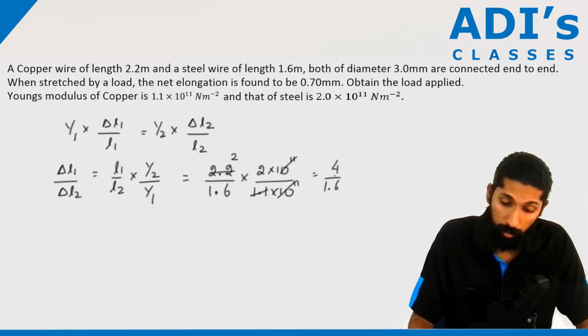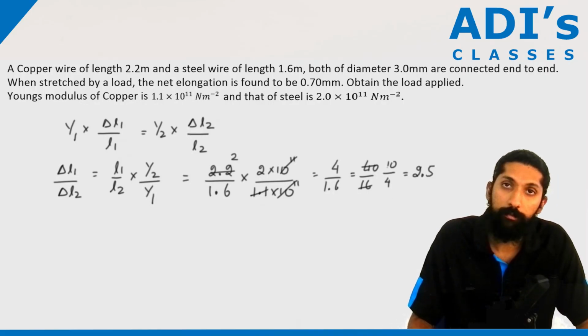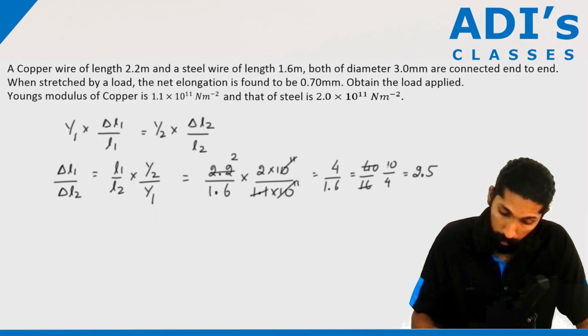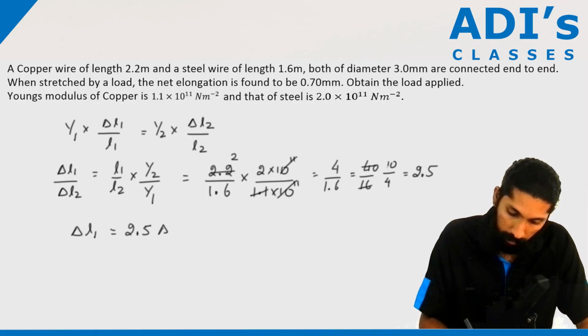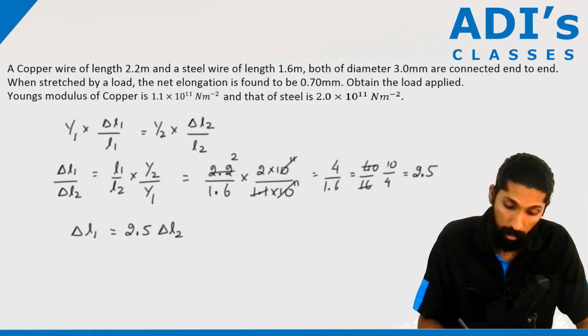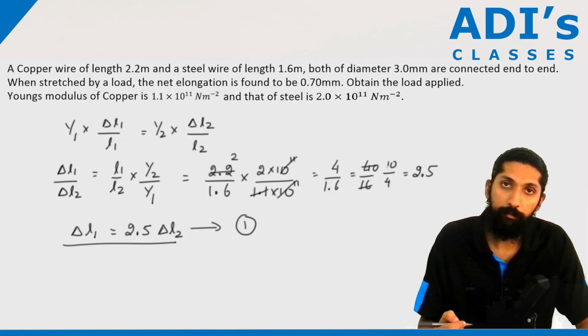Or you can also take it as 40 by 16. So 40 divided by 16 is 10 divided by 4, or you can call this 2.5. Now, what do we get from this? You are going to get delta L1 is 2.5 times delta L2. So you got one particular relation here. Let's call this equation number 1.